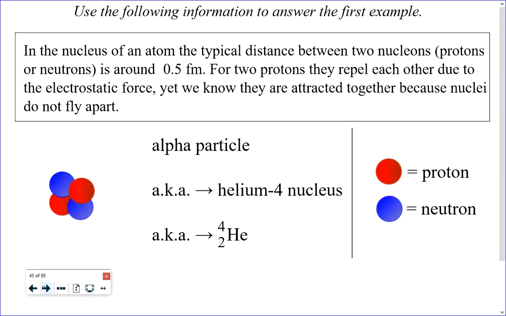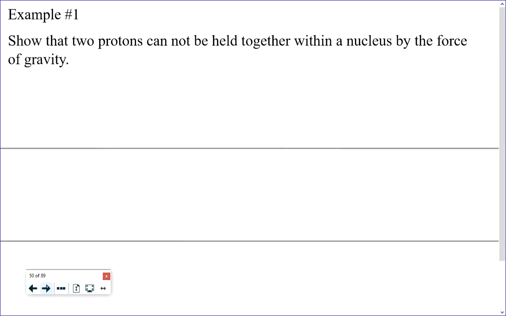But these two things are positive. There's an electric force on each of them pushing away. So we're going to analyze this in detail by showing that the protons cannot be held together by gravity. And we're going to do that by doing two calculations. You're going to calculate for me the gravitational attractive force between those two protons. And that's a very simple calculation.